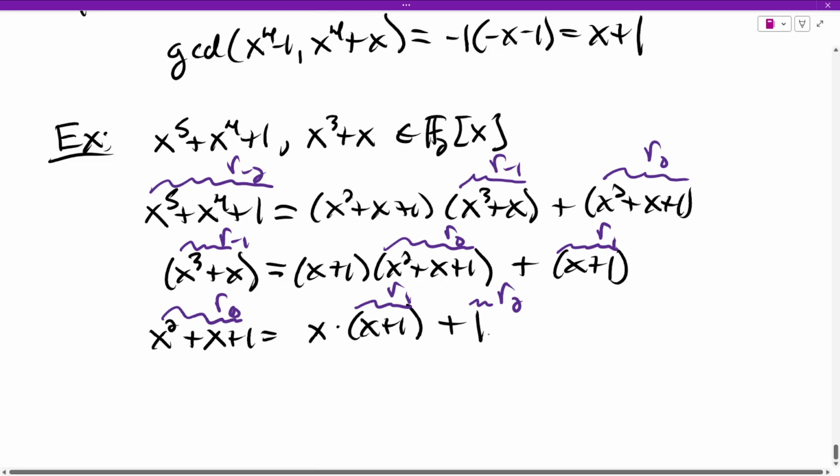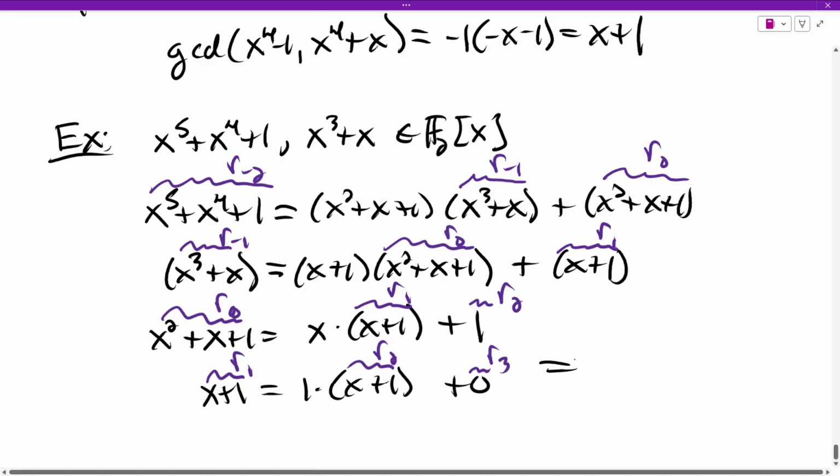And now 1 is certainly going to go into x plus 1. So whenever you get a constant, you're basically done. You know the GCD is 1. But nevertheless, we'll write it out. So here's r3, here's r2, and here's r1.